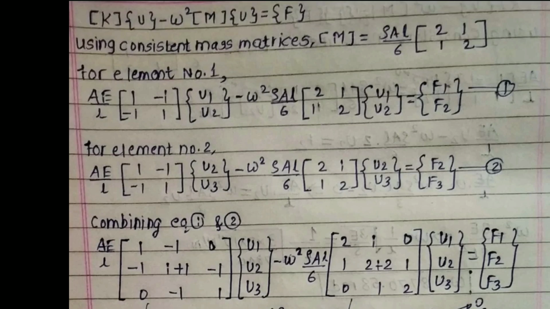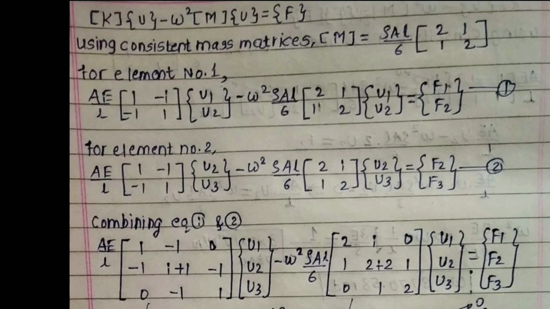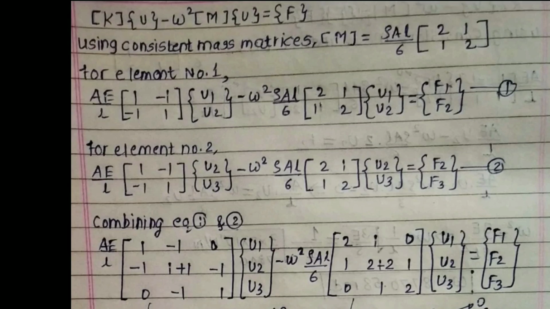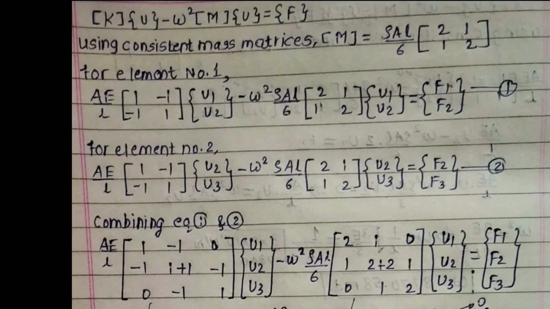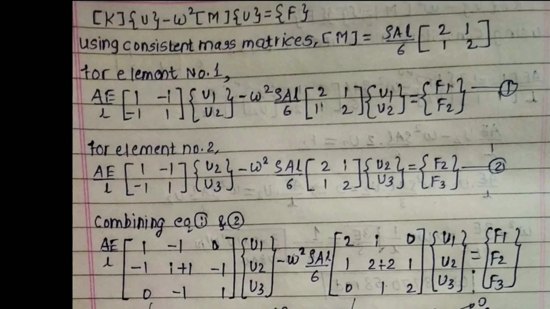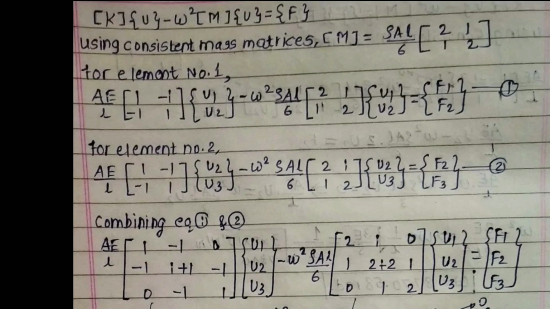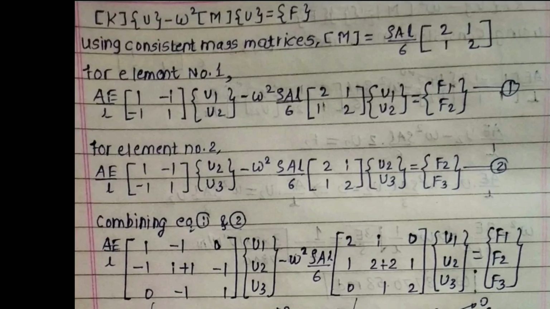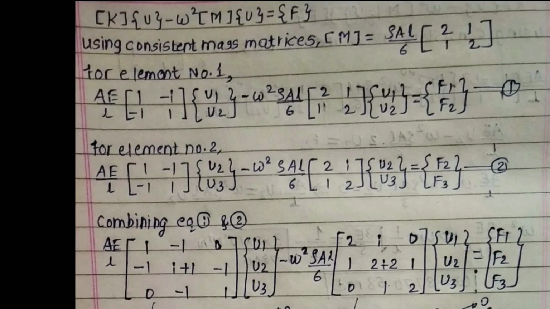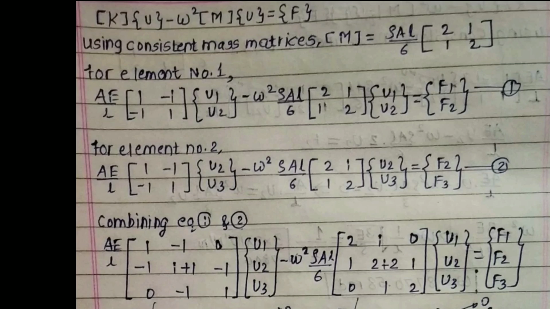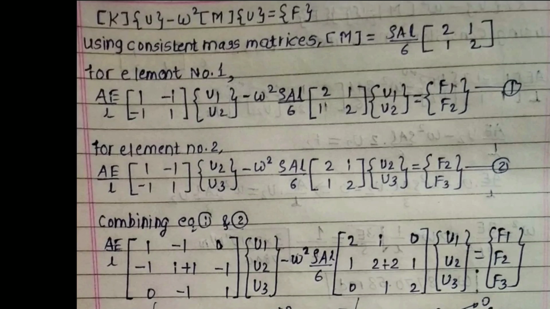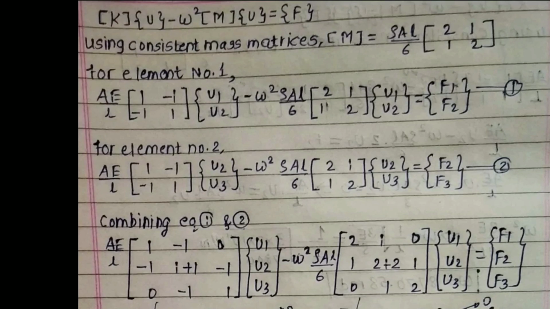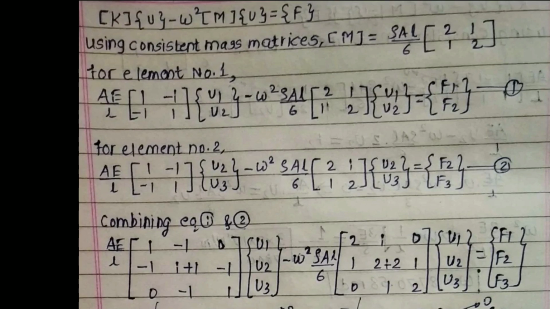The stiffness matrix K is again AE by L into the matrix 1 minus 1 minus 1 1 into displacement U2 U3, minus omega square into the mass matrix M, that is rho AL by 6 into the matrix 2 1 1 2 into displacement U2 U3, is equal to force F2 F3. I will call this equation number 2. Now I will combine equations 1 and 2.